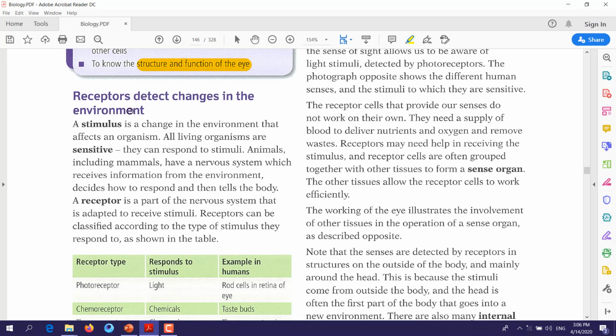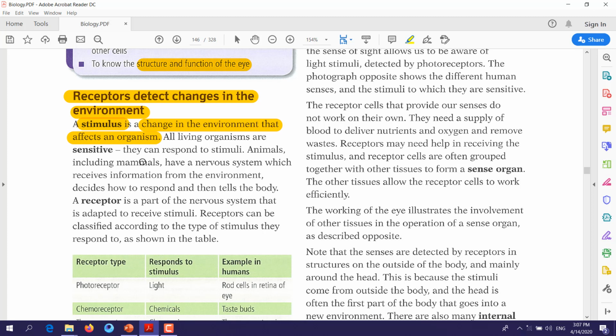Receptors detect changes in the environment. What does that mean? Any change in the environment that we live in, we should be able to feel. But how are we able to feel the change in the environment? Firstly, we have a stimulus. What do you mean by a stimulus? It's a change in the environment that affects an organism.